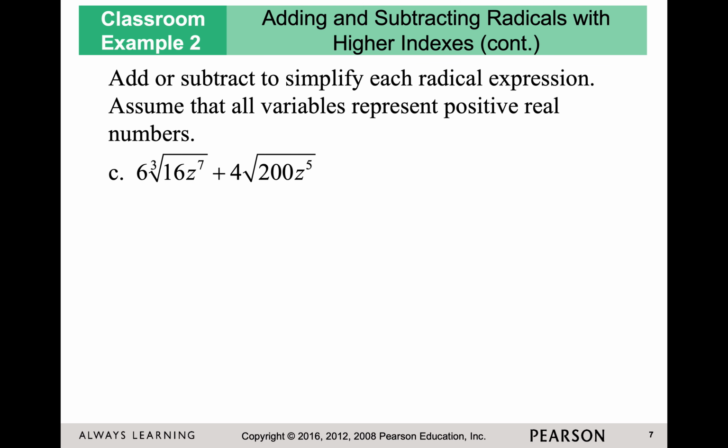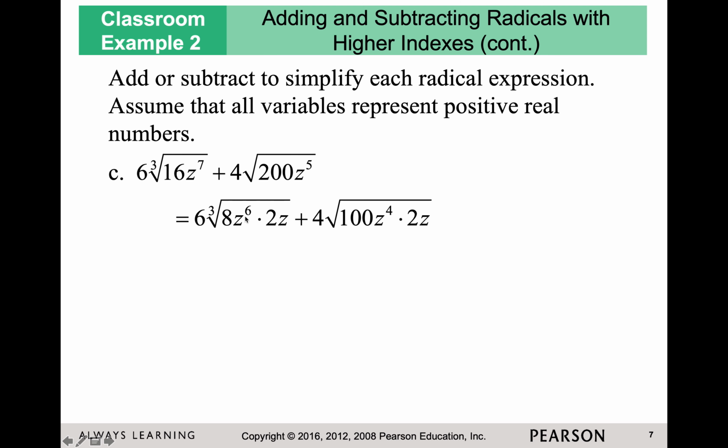Now I have a cube root and a square root. What do we do here? Well, I'm going to do the same thing. I'm going to work on breaking things out. I know that 16 is divisible by 8, which is a perfect cube. I know that 200 is divisible by 100, which is a perfect square.